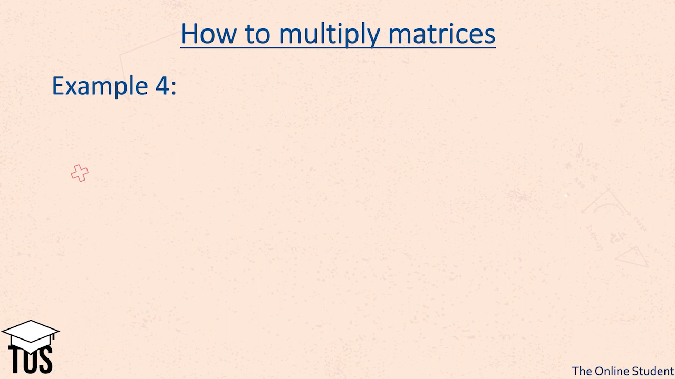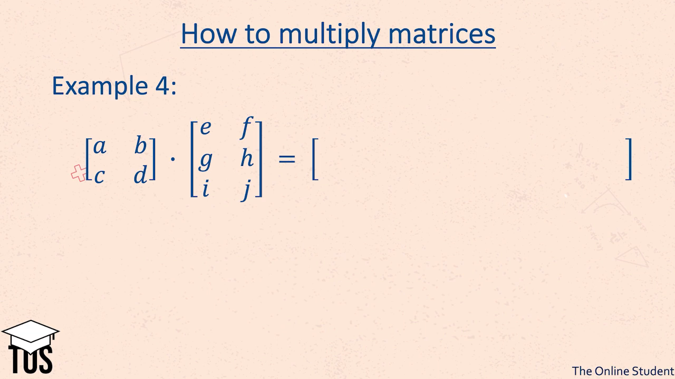Now, to show that we can't just multiply any two matrices, we are going to take a look at this example. We have two matrices. The first one is a 2 by 2 matrix because it has 2 rows and 2 columns. The second matrix is a 3 by 2 matrix because it has 3 rows and 2 columns. Now, when we do as normal, we take the first row of the first matrix and the first column of the second matrix. We are going to multiply A by E, and we can add that up with B multiplied by G.